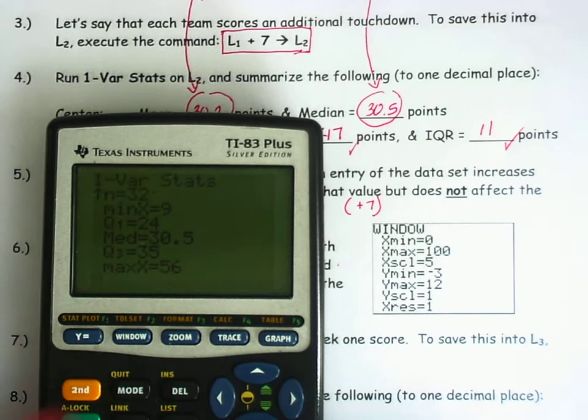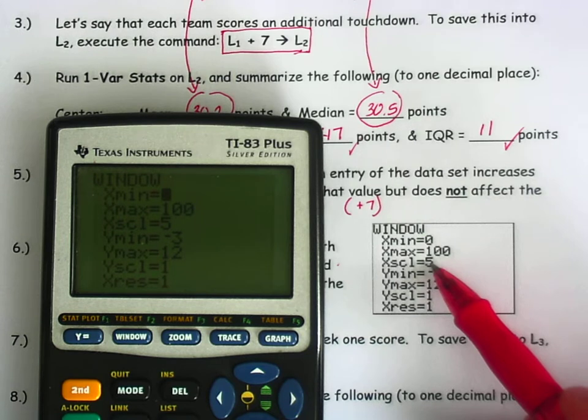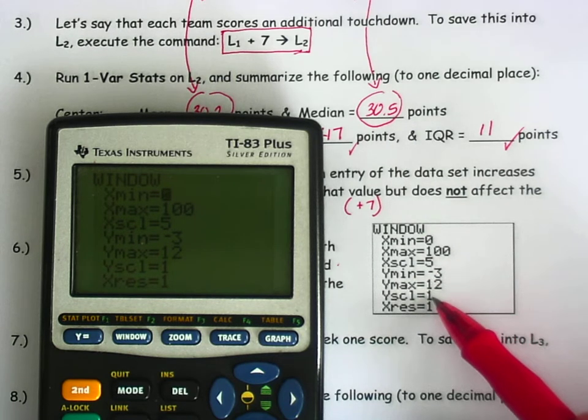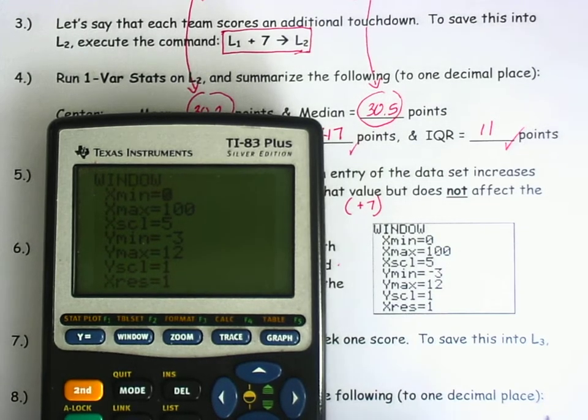So make sure I've got my window, x minimum of 0, max of 100, scale of 5. The y values don't really matter. I just set them to -3, 12, and 1, but there's no reason why you need those. In particular, they don't matter for box and whisker plots.